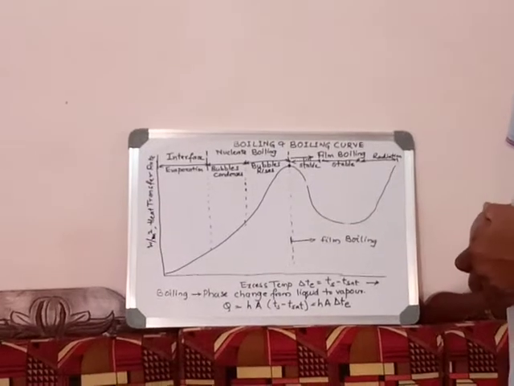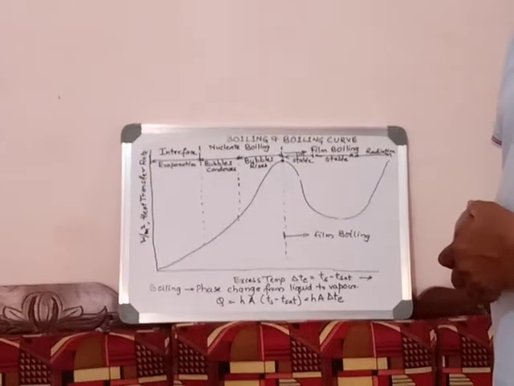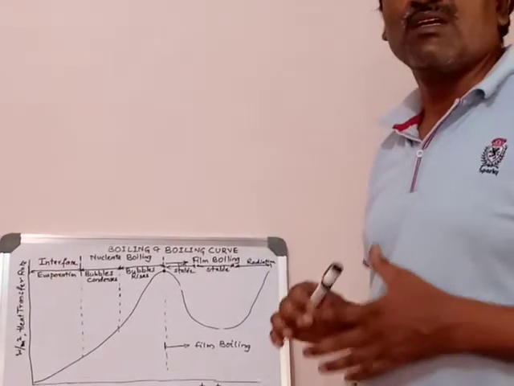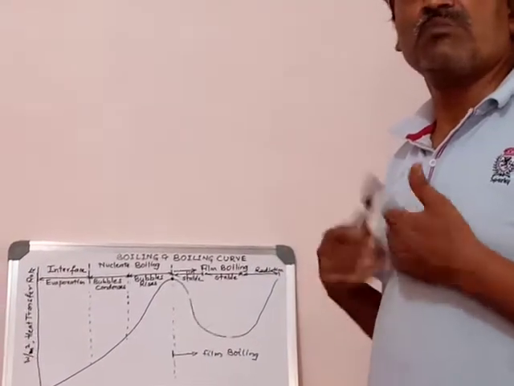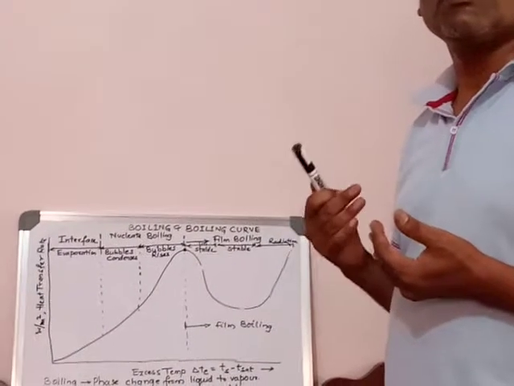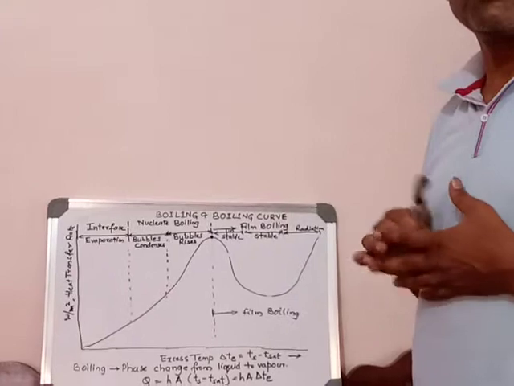Today we will discuss boiling and its curve. First, we will see what boiling is. Boiling means simply converting liquid into vapor. So here we are converting liquid into vapor, which means it is the reverse process of condensation.